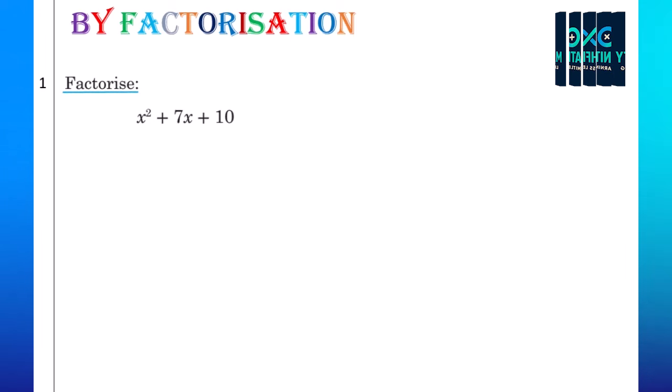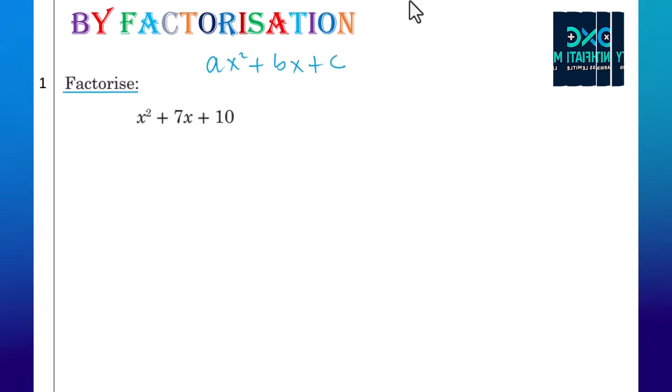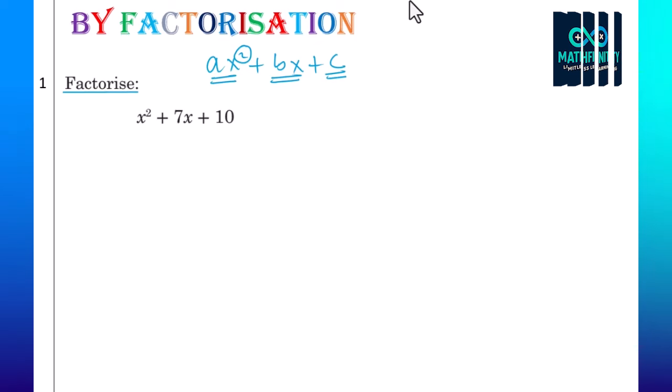For factorization, the arrangement should be the same as the general form, ax square plus bx plus c. The x square term should be in the first position, then the x term, then the constant number. If we look at the question, they already give us the arranged form, x square plus 7x plus 10. The x square term is first, then x, and then the constant number.